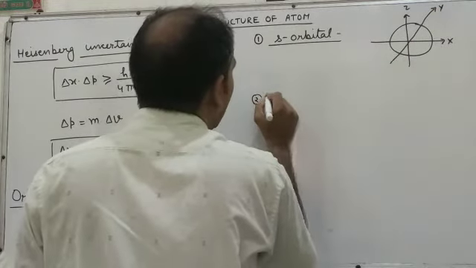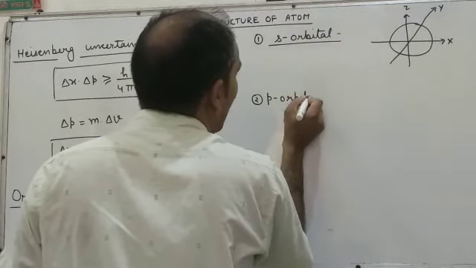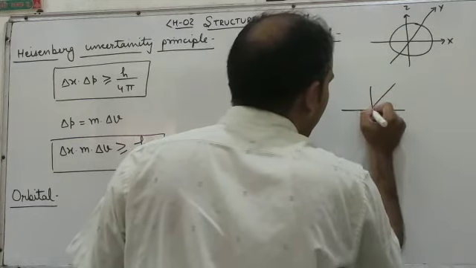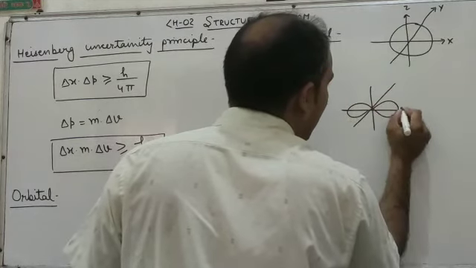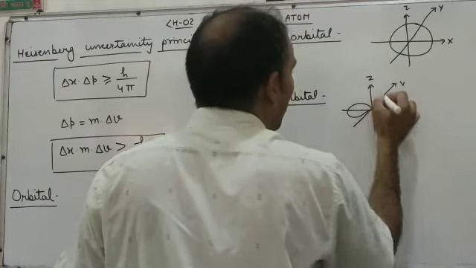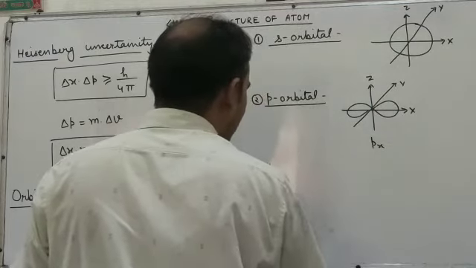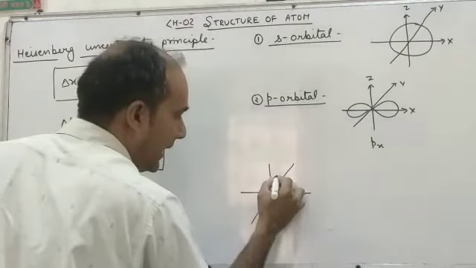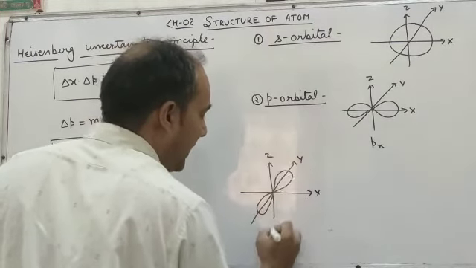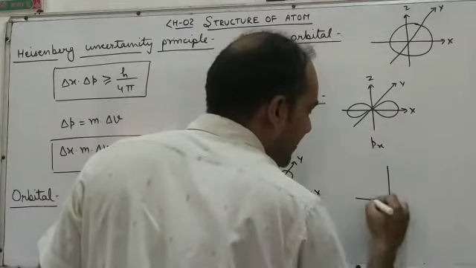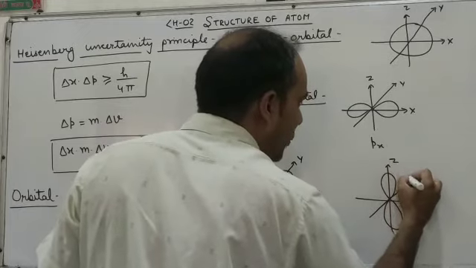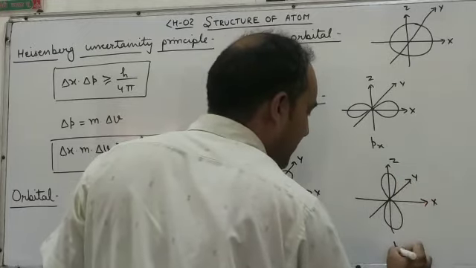The second type of orbital is the p orbital. P orbitals are dumbbell shaped. They are of 3 types. If it is oriented toward the x-axis, it is said to be px. If it is oriented on the y-axis, it is said to be py. If it is on the z-axis, it is said to be pz. The shape of the p orbital is dumbbell shape.